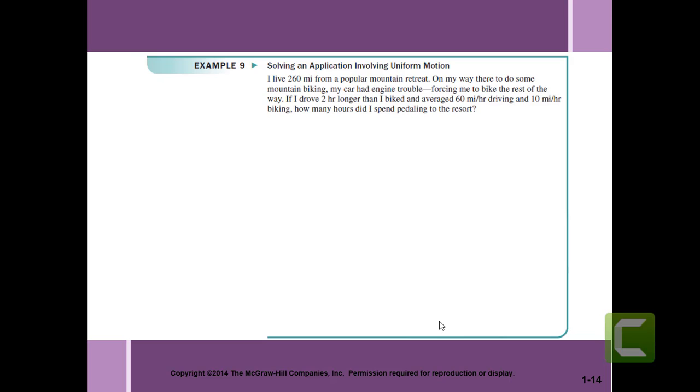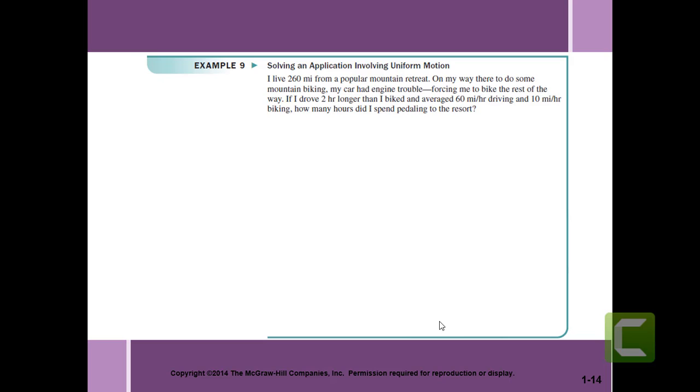Okay, so again, we got to understand what's going on here. So he lives, or I live, 260 miles from this mountain retreat area. Okay, so I know the total distance, right?